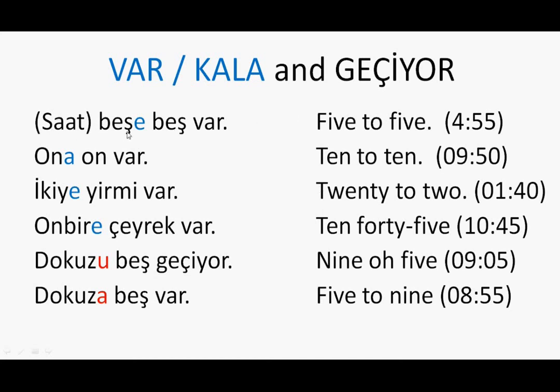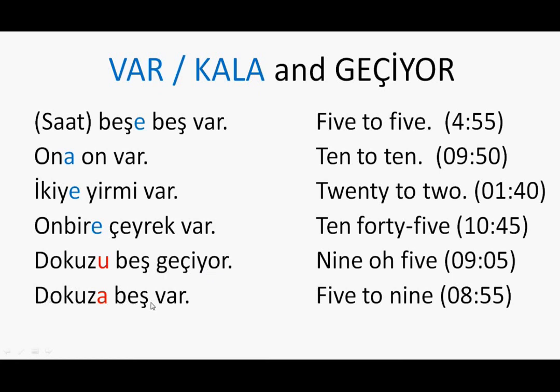So saat 5'e 5 var. You don't have to, that's why I just removed it here. 5'e 5 var. Okay. Ona 10 var. You see the English translations here. 2'ye 20 var. 11'e çeyrek var. Or you can see the numbers here, 10:45 or quarter to 11. Okay. 9'u 5 geçiyor.